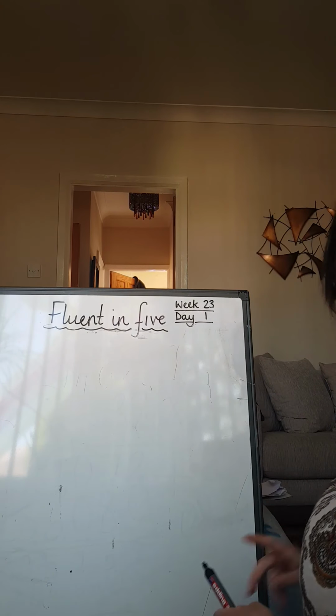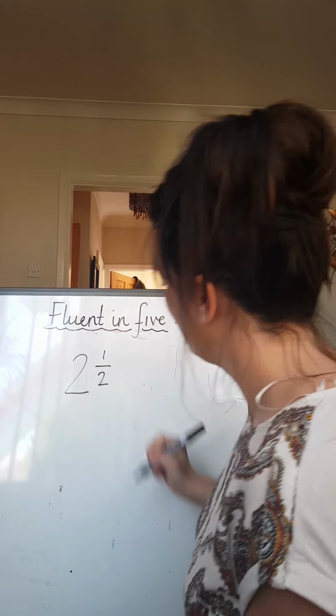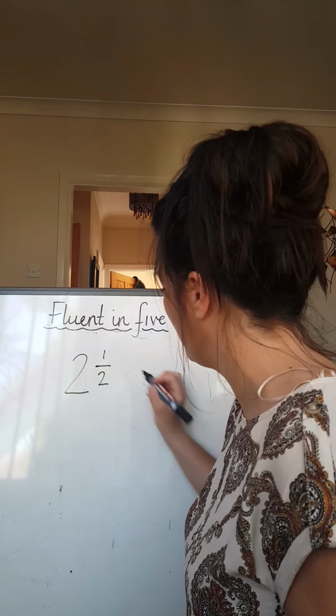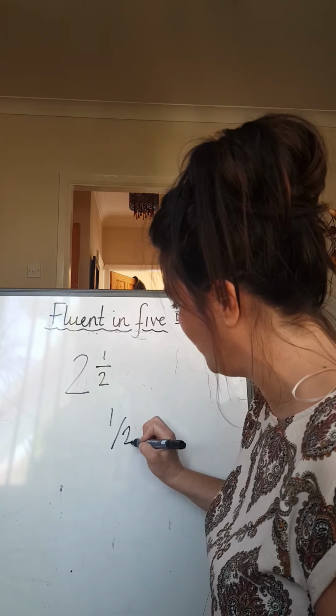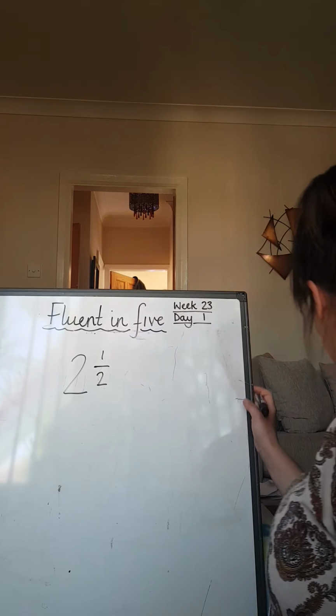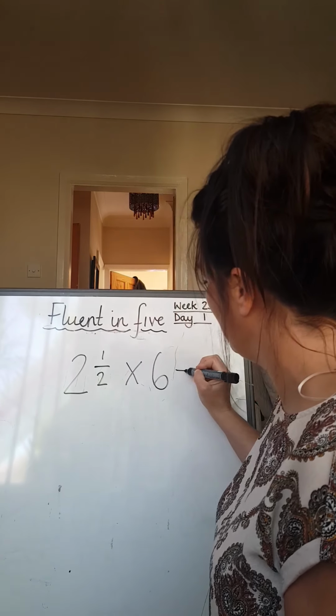Okay, so number 3, 2.5. Sorry if the fractions on this look a little bit strange. They might look like that on the paper because I couldn't work out how to do it on the computer. Now I know how to do it. So 2.5 times 6. Oh, this looks a little bit tricky, doesn't it?